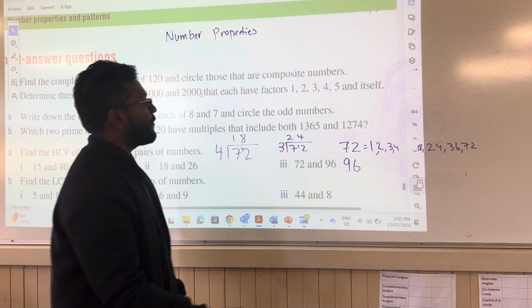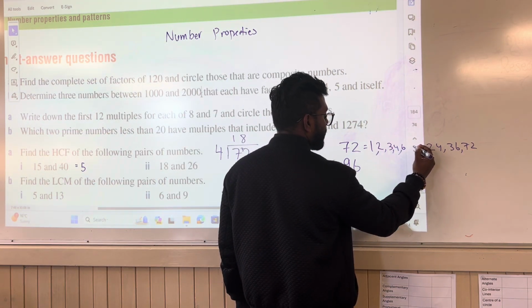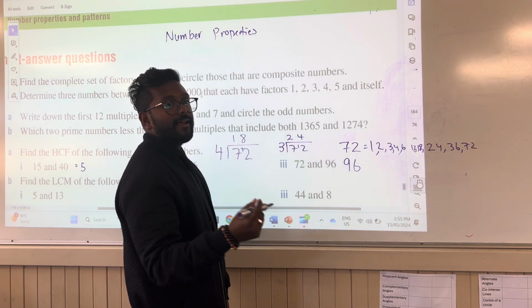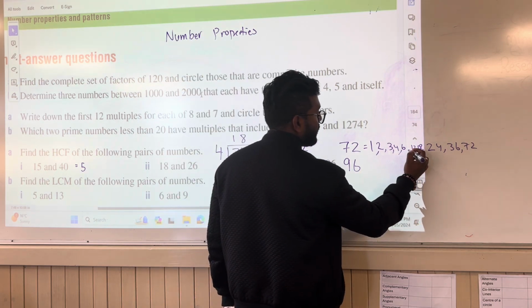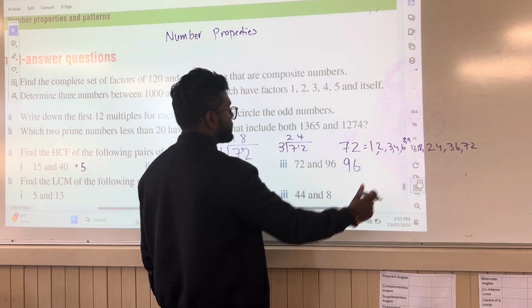What about 5? Can 5 go into 72? No. Can 6? 6 times 12. Okay, now what about 8? Yes, 8 and 9. Do you notice it's getting squishier and squishier? So make sure this is quite long.